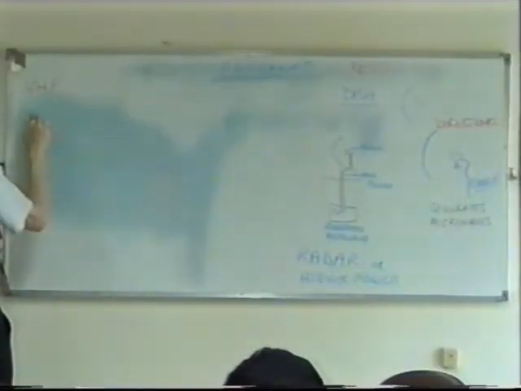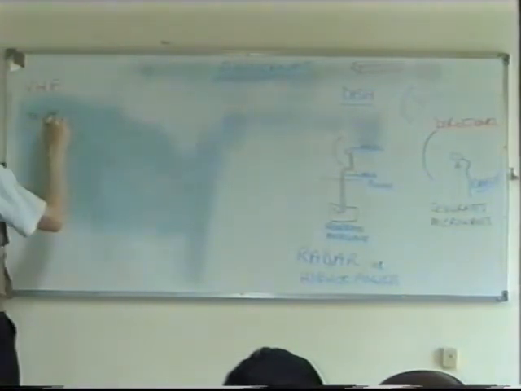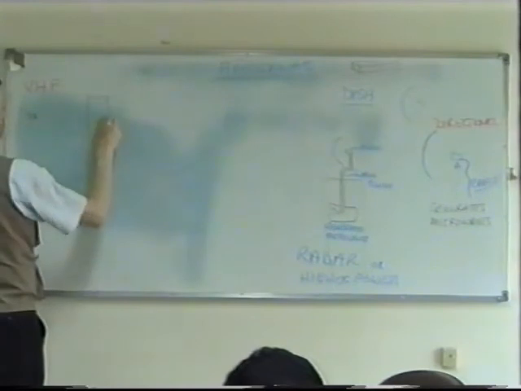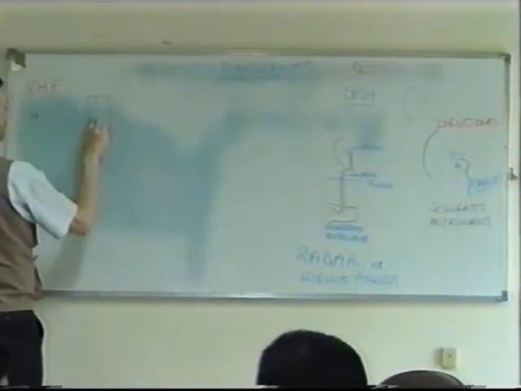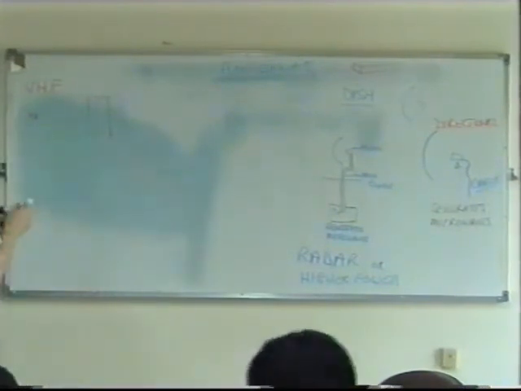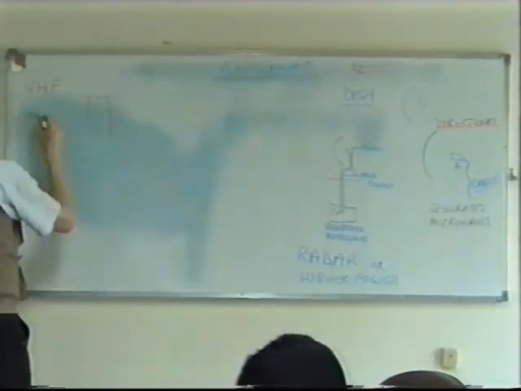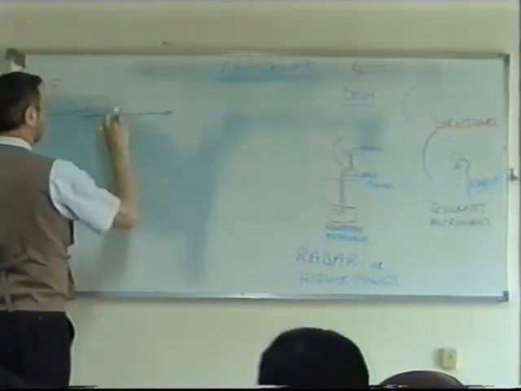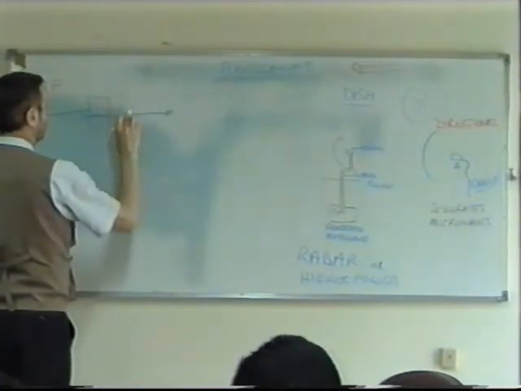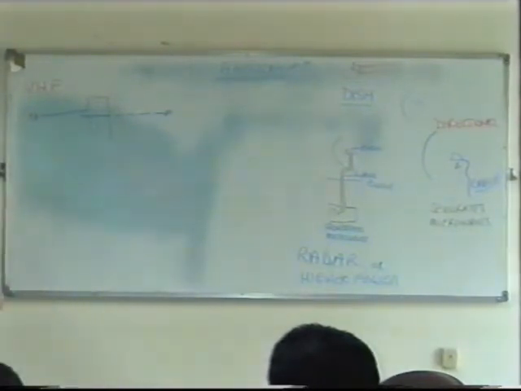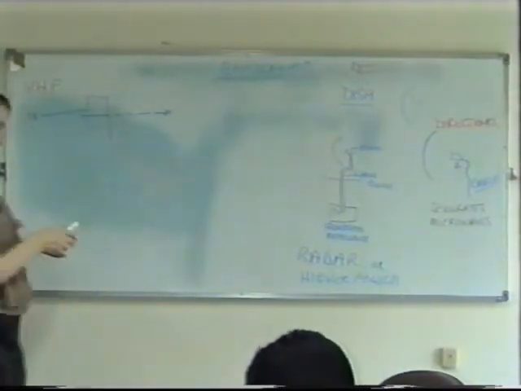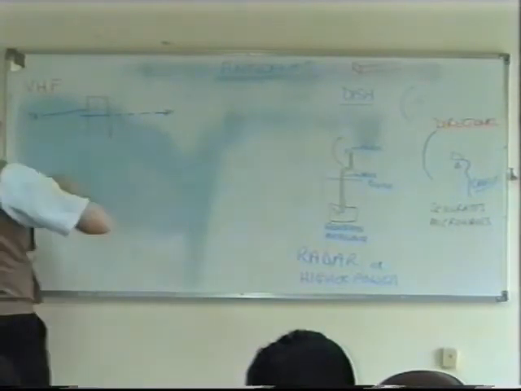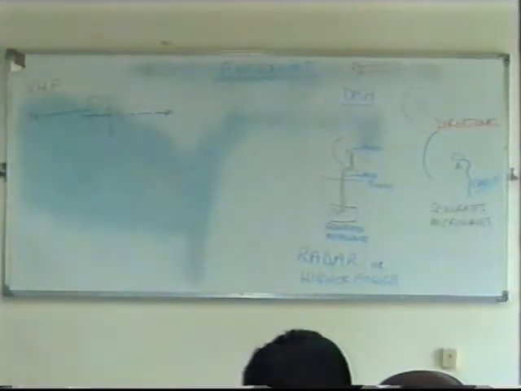If we have a look at VHF, okay, if this is the transmitter for the VHF, for example, and we have a building, then the wave from the VHF, which I'll draw like that, will pass through the building. Most of it will pass through the building. A little bit will be attenuated. In other words, only a small amount will be lost from the signal.